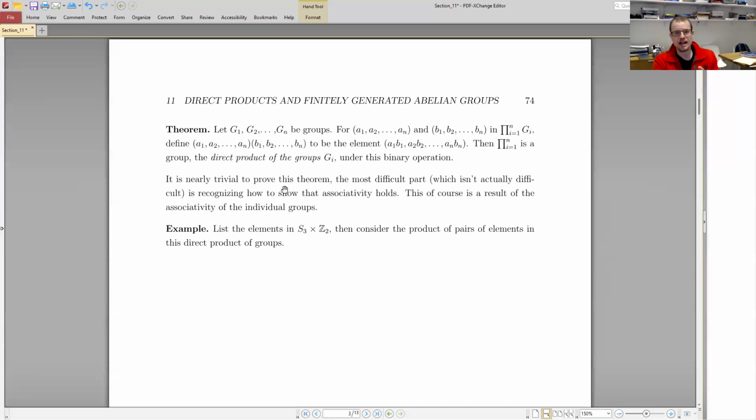So if we have these n groups and we take their Cartesian product, here's an element within the Cartesian product. Here's another element. We want to define the product of those two elements. So we have the Cartesian product, and we are taking the product of two elements inside of that Cartesian product. We can define that to be simply the combining of these. Now, A1, B1, A2, B2.